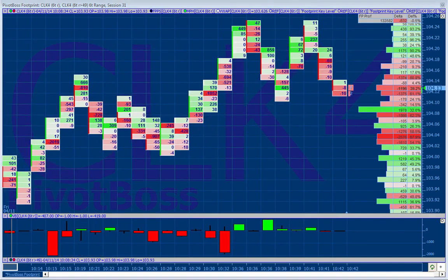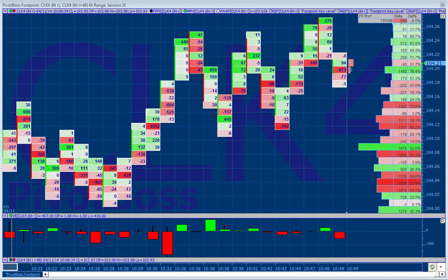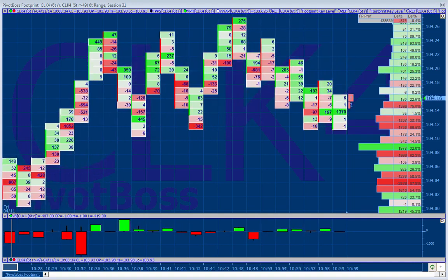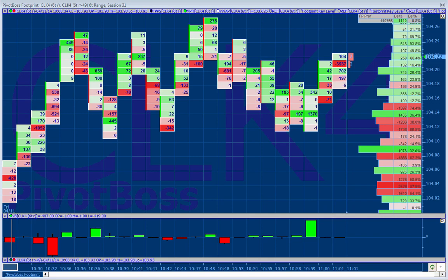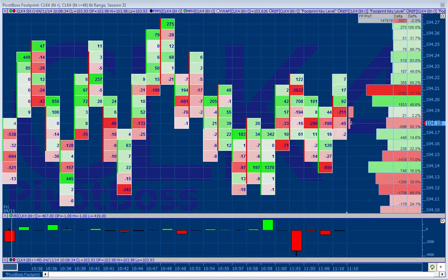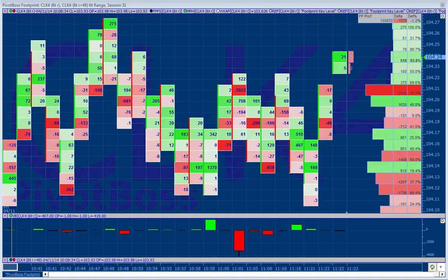Now, one thing to keep in mind about price around the 104.20 level is it can be very important to watch for reversals at this zone. But if price continues to hang around it, breaking through that level can lead to some significant movement in the direction of the break. Right now, on the high of the day, we see a 275 contract buy imbalance.